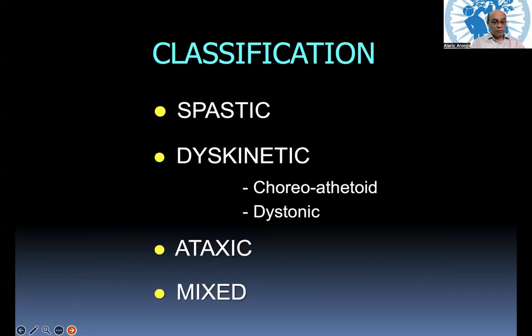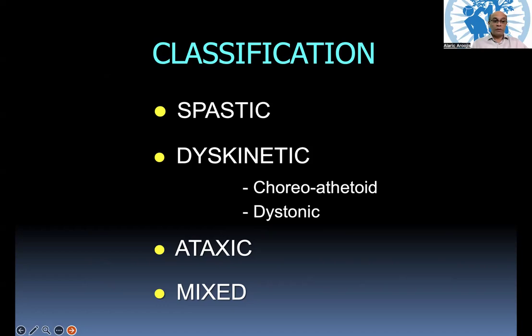So when we see a child with CP, the first thing that we need to do is to find out what is the motor type. So there are various ways we classify children with cerebral palsy. One is by the topography, but the first step is to look at what the motor type is. And we define motor type as either being of the spastic variety, dyskinetic, which can either be choreoathetoid or dystonic. You could be hypotonic with an ataxic variety or a mixed pattern.